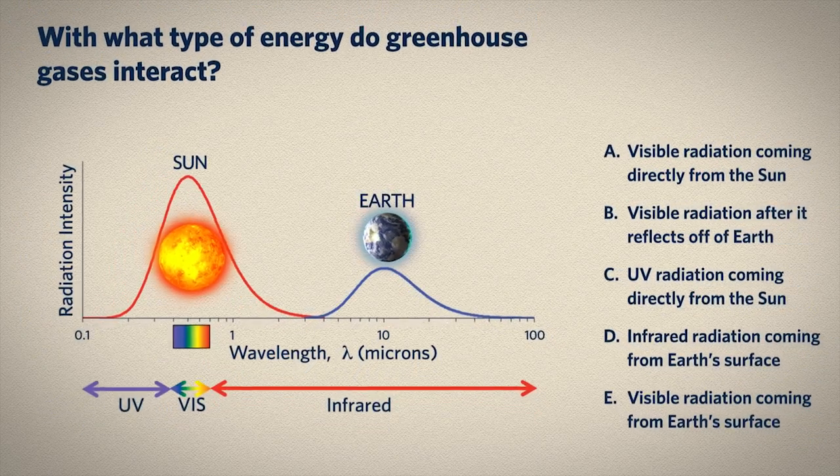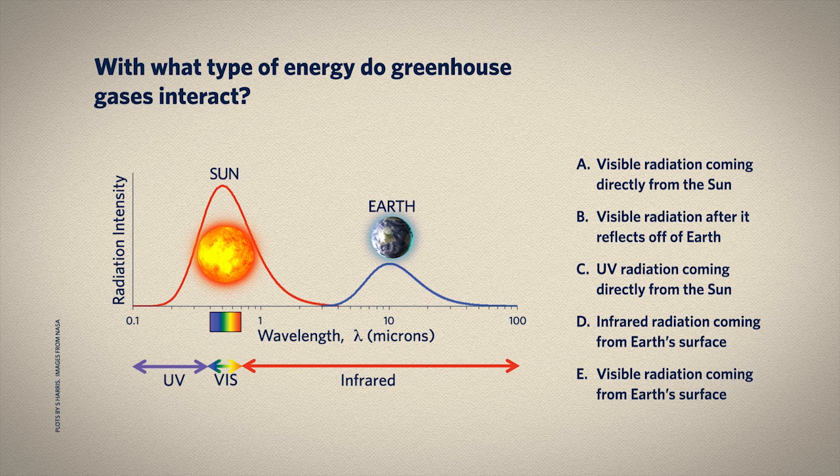And try this review question. Here are the distributions of radiation emitted by the sun and by Earth. The types of radiation each emits depends on their temperature, which we saw earlier, and since the sun is hot, it emits ultraviolet, visible, and infrared radiation with a peak wavelength in the visible. The Earth is much cooler than the sun, and therefore it emits radiation in the infrared, which we can't see. What's closest to your idea about the type of radiation with which greenhouse gases interact?